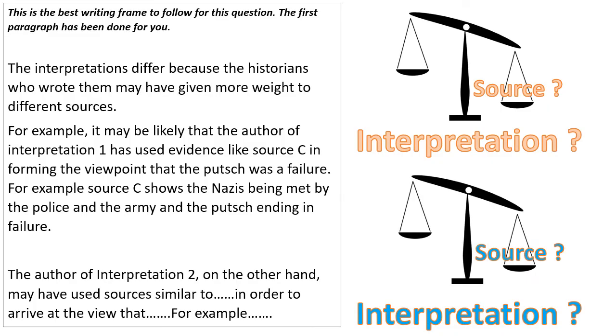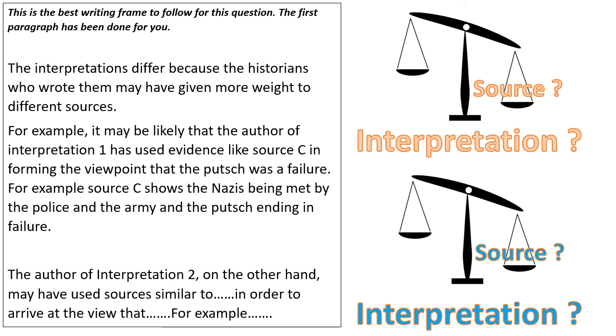So I've completed the first paragraph for you. The interpretations differ because the historians who wrote them may have given more weight to different sources. For example, it may be likely that the author of interpretation 1 has used evidence like source C, informing the viewpoint that the putsch was a failure. For example, source C shows the Nazis being met by the police and the army and the putsch ending in failure. So again, we've been able to use a source there just to explain why the author of interpretation 1 has come to the conclusion that the putsch was a failure.